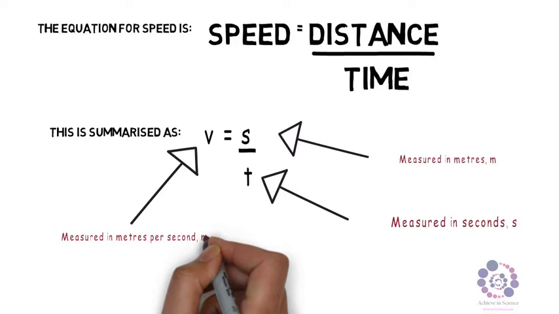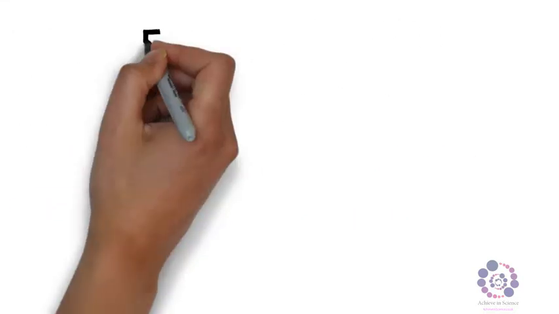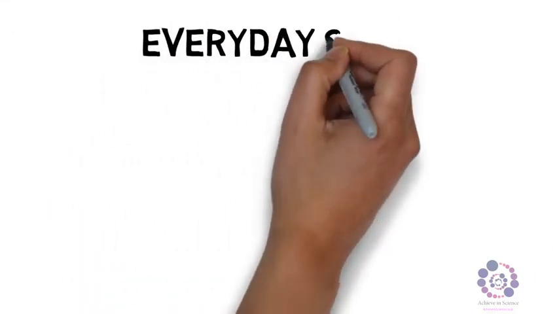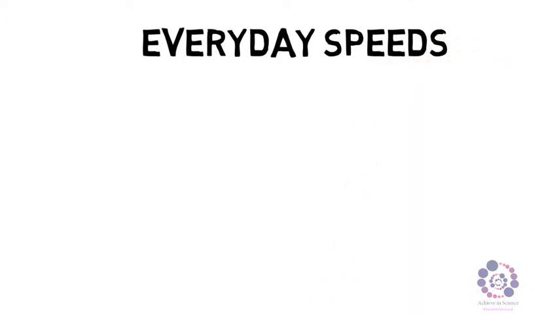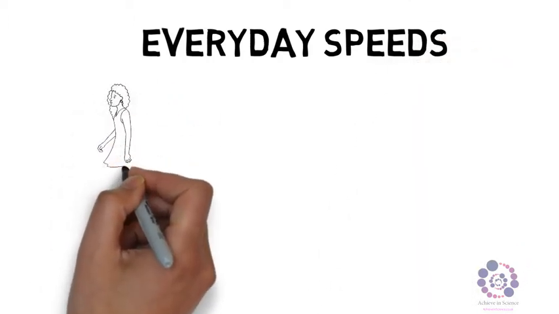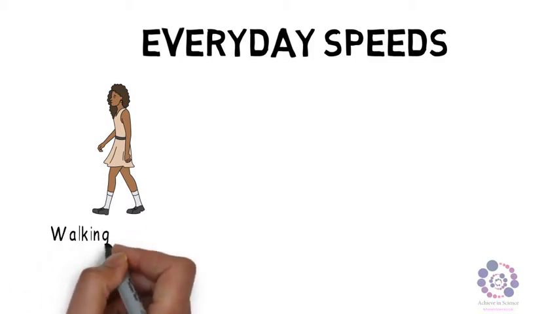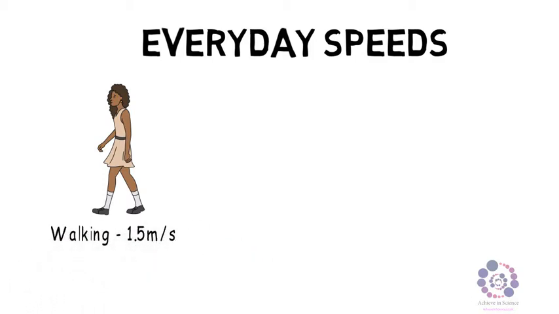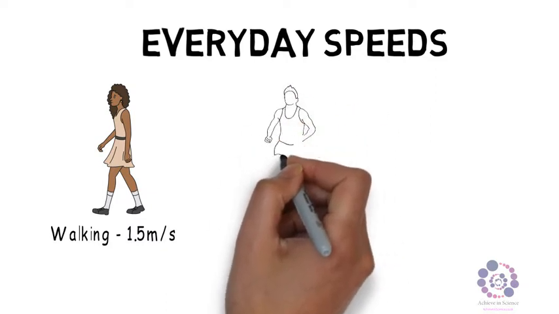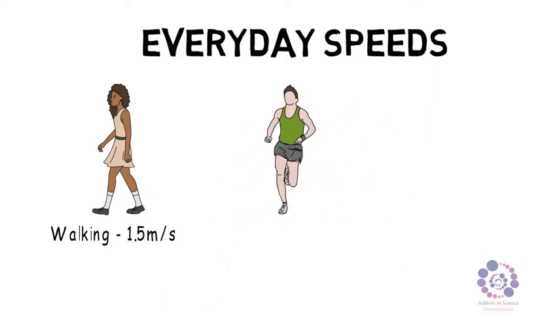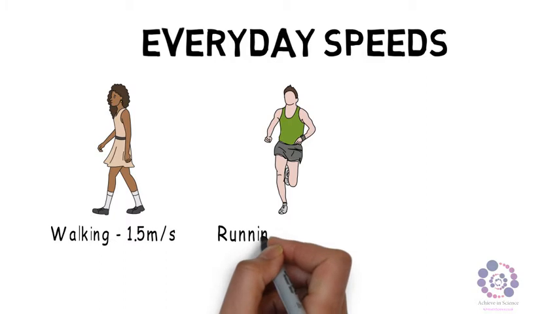Now, for your exam, you also need to know some everyday speeds. So it is useful to recall these and memorise these. Everyday speeds for things like walking. Walking tends to be around 1.5 metres per second. A person who is running tends to run around 3 metres per second.